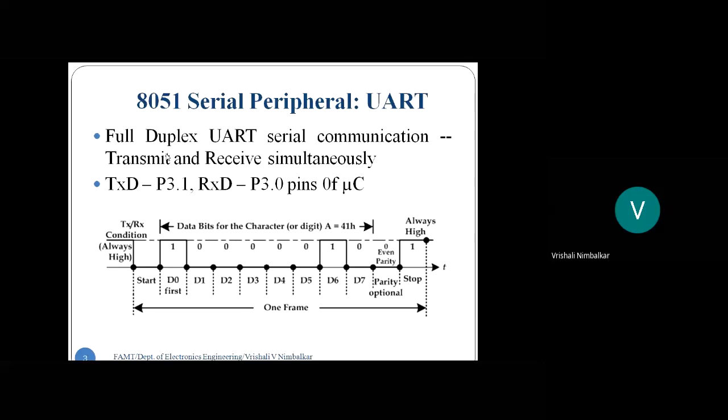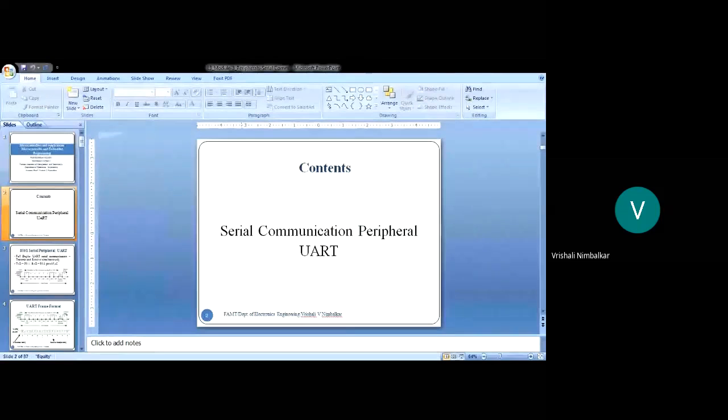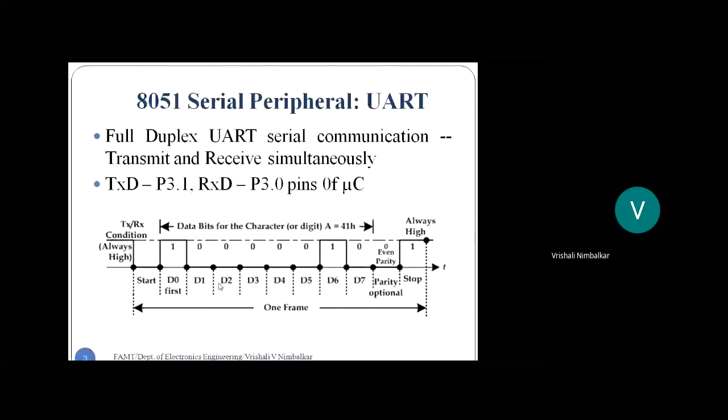So transmission and reception happening at the same time is called full duplex. Our telephone is of that category. So 8051 gives you full duplex UART serial communication. That is, transmission and reception happen at the same time.